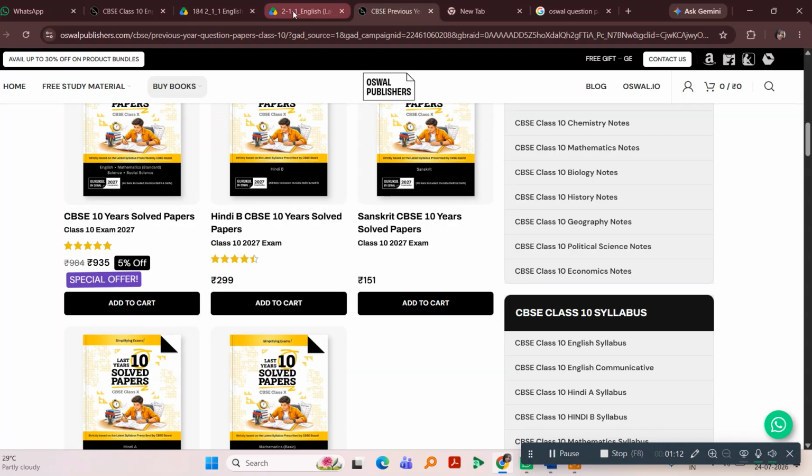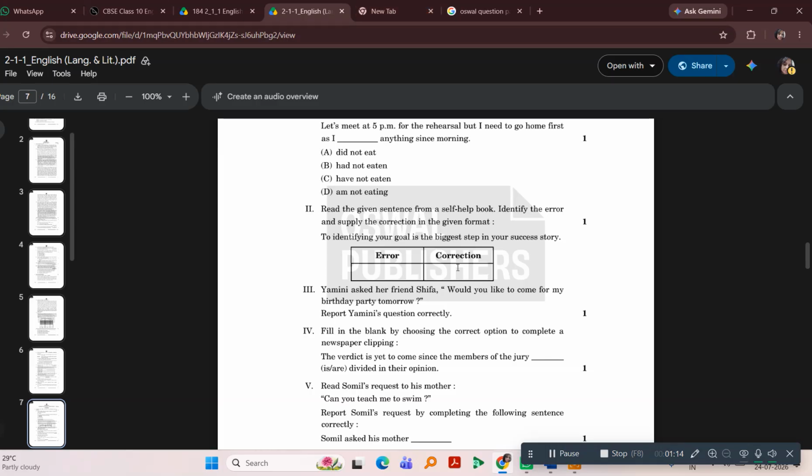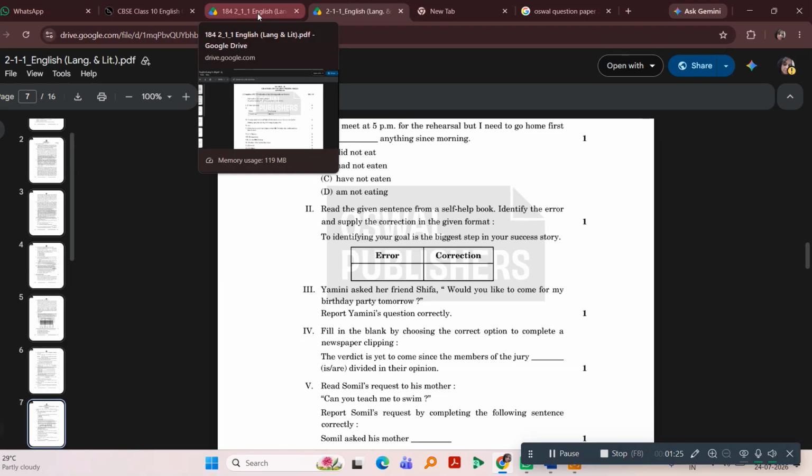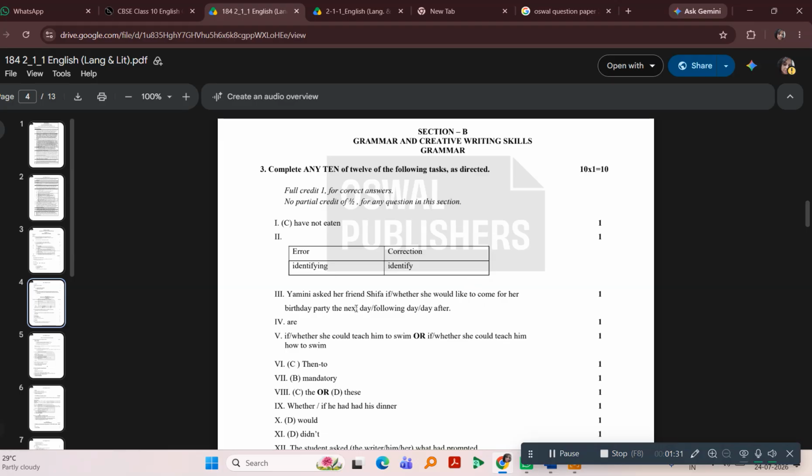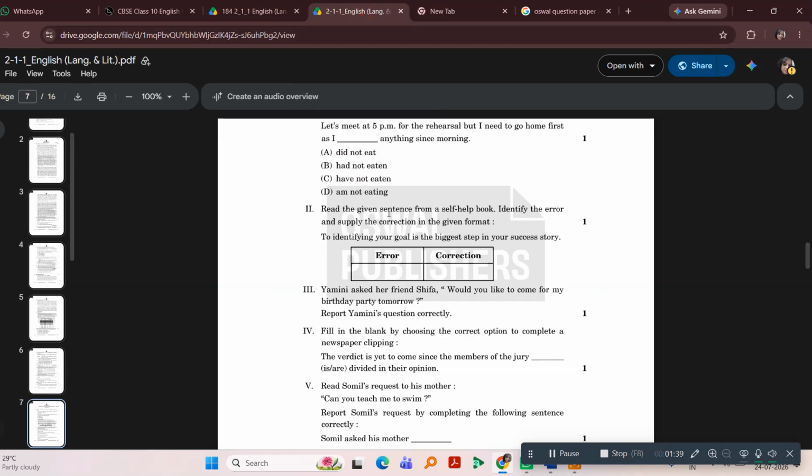Question number three. Yamini asked her friend Shifa, would you like to come for my birthday party? Report Yamini's question. If it is a yes or no question, then the word if or whether will come in indirect speech. So it will be: Yamini asked her friend Shifa if she would like to come for her birthday party the next day, the following day, or the day after.